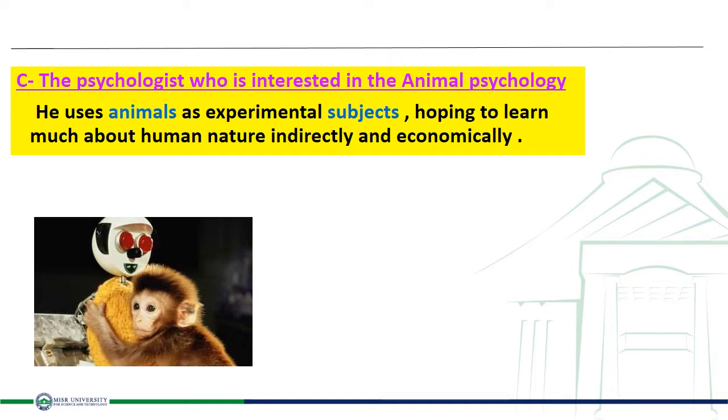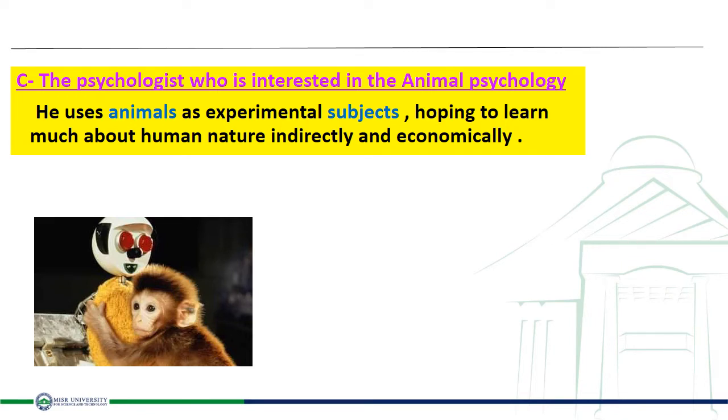Before explaining the definition of developmental psychologist, we first have to talk about the psychologist who is interested in animal psychology. If you remember, while we were talking about the definition of psychology, one of these definitions was that it is the scientific study of overt and covert behaviors in humans and animals. So one of our participants in our psychological research are animals, and animals are used in about 7% of our psychological experiments. And as we said before, animals are inexpensive, and we can study multiple generations, and this is one of the advantages of animal studies.